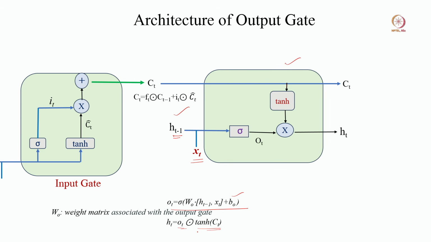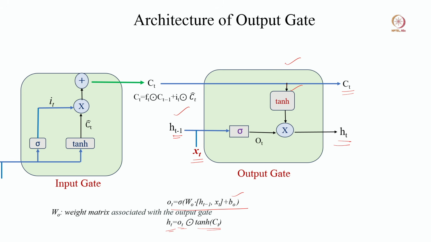So your tanh of Ct gives you this term, and then it is element-wise multiplied with Ot, which gives you Ht. So Ht is the hidden state from the time instant t, and Ct is your cell state information from the time instant t. Okay. And this is the structure of the output gate.